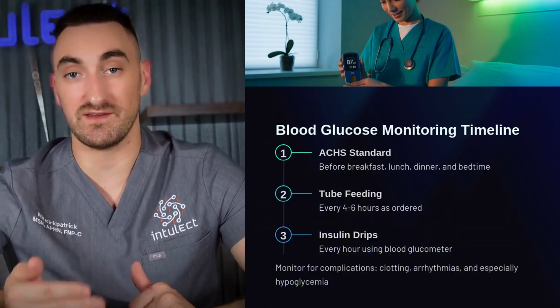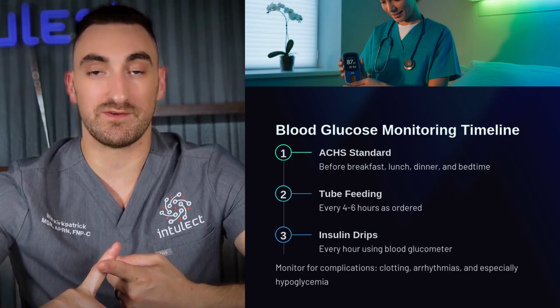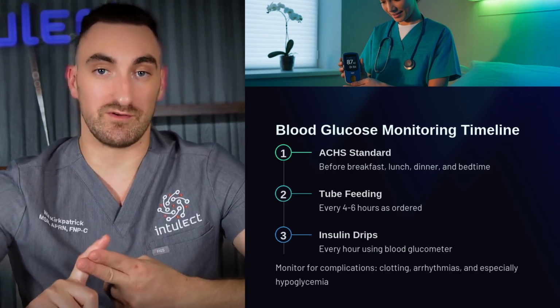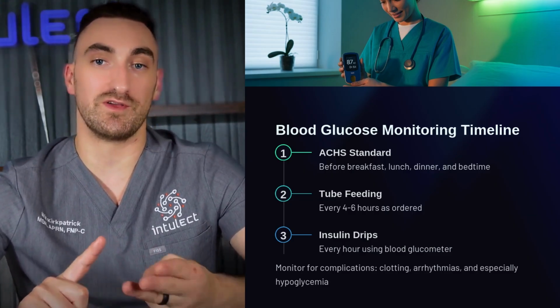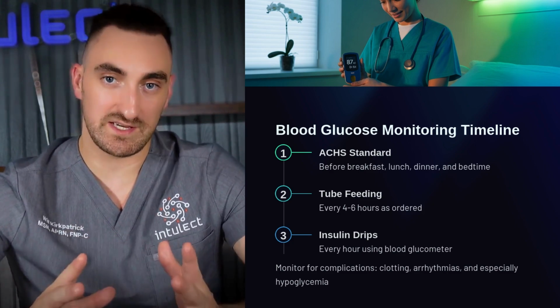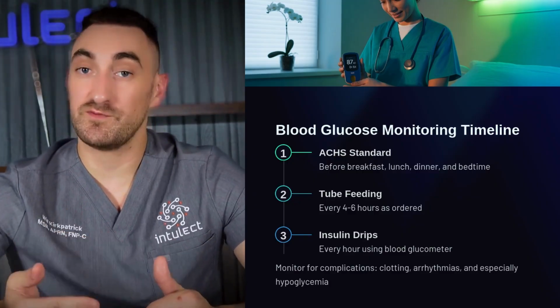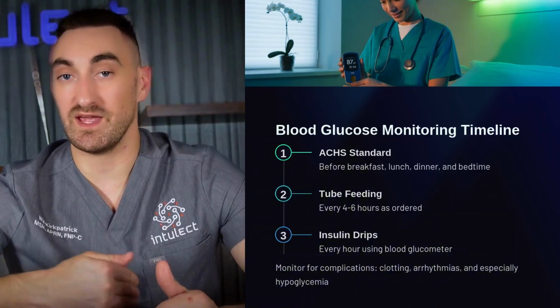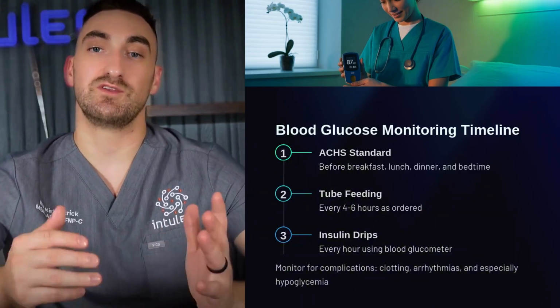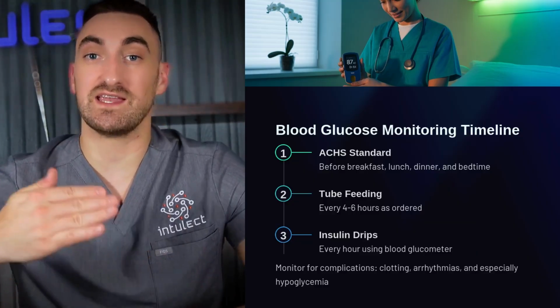Now, typically as nurses in the hospital, for example, you're going to follow an ACHS timeline for checking blood sugars and giving insulin. So you're going to check it right before their first meal, their breakfast, and then you're going to check it before their lunch, and then before their dinner, and then at night before they go to bed. So that's the basic understanding of ACHS. Now, the other types of patients who may be on tube feeding, it may be every 4 hours, it may be every 6 hours. Especially with your patients who may be on insulin drips, for example, those blood sugars are taken every 1 hour.